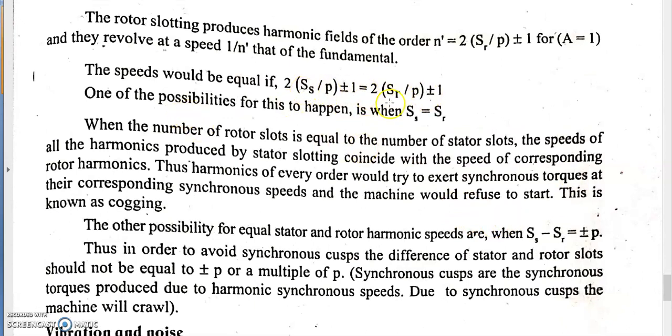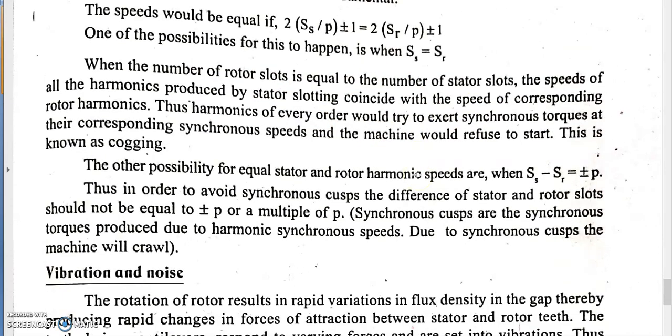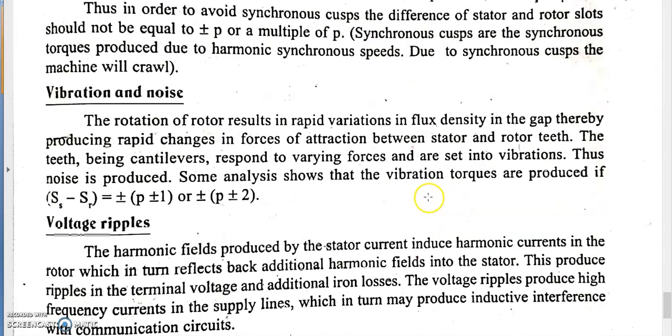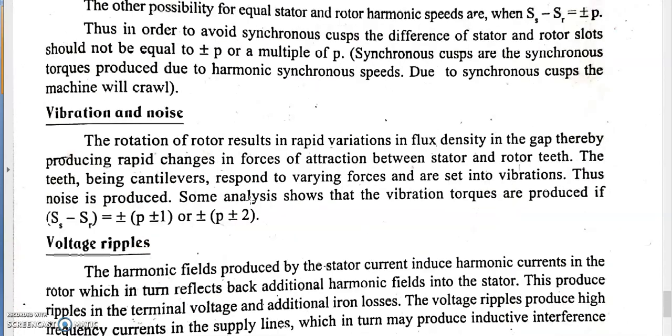When these two become equal, stator slots and rotor slots are equal. So this condition should never occur in an induction motor. So SS should not be equal to SR. And then, to avoid vibration in the motor, an empirical formula is derived. The difference between stator and rotor slots should not be equal to plus or minus P plus or minus 1 and plus or minus P plus or minus 2. So this combination should also not be there.